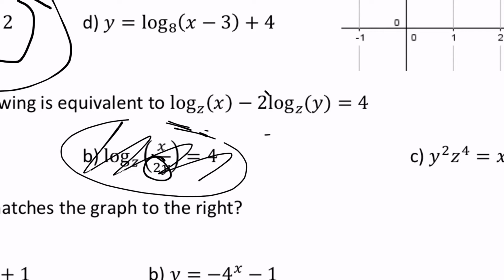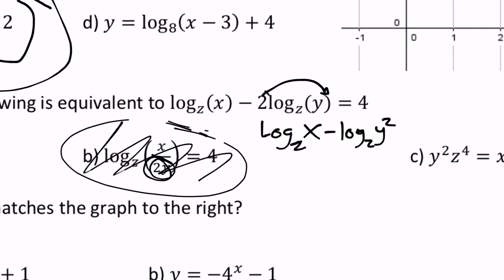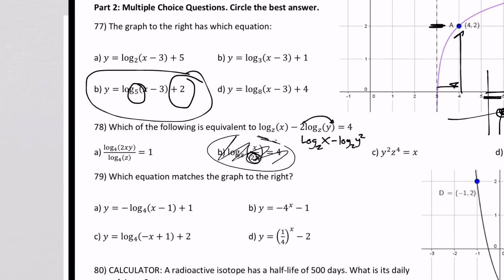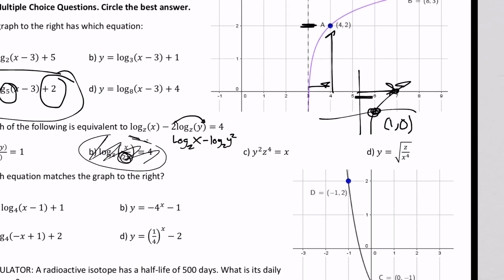Well, we can't compress them until we unplug that 2 and rewrite it as the exponent on the y. So this is really log base z of x minus log base z of y squared. So we're not going to have a 2 in front of the y. We need a y squared. So do any of these have y squareds?